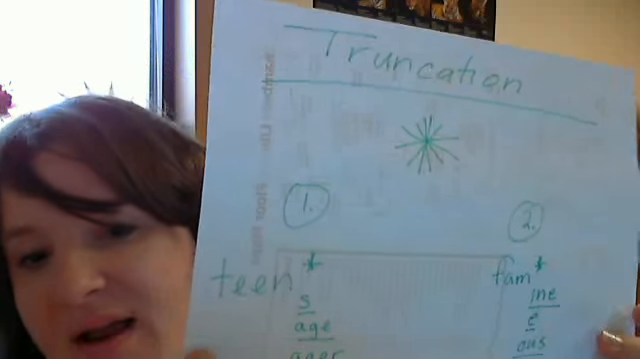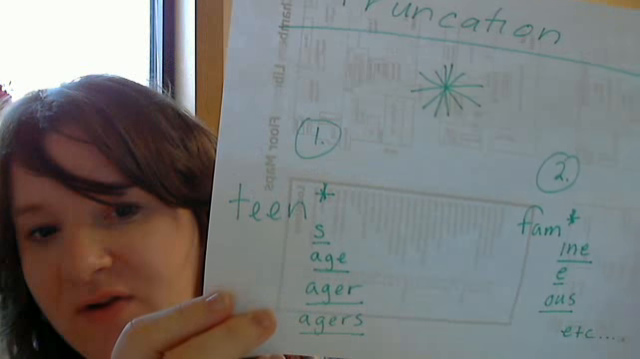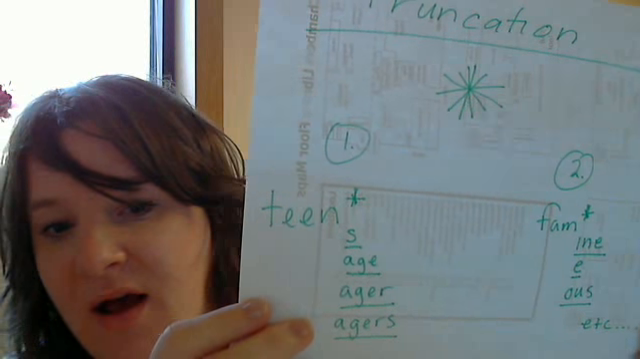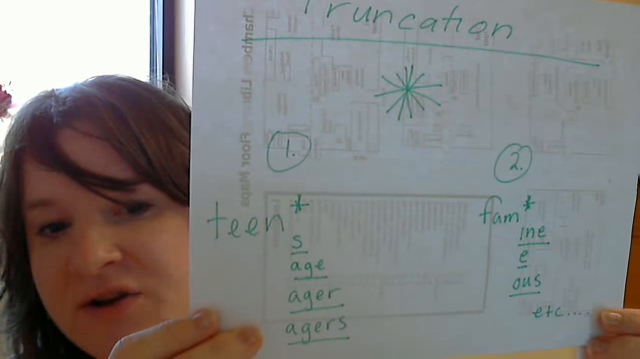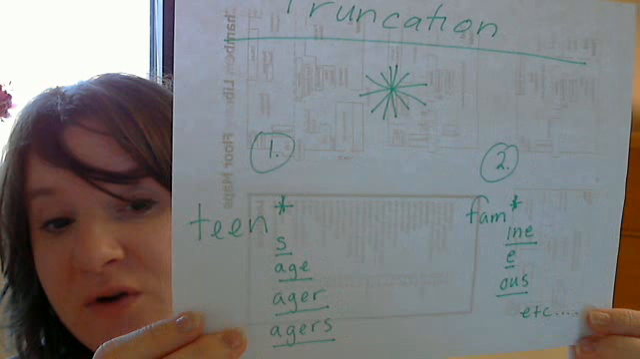Next, what we could do is truncate them. Now, truncation is a tool that we can use that will give us the ability to look for multiple endings to the same word. So for example, if I have the word teen and I truncate it, as I've done, you get teen, teens, teenage, teenager, and teenagers.